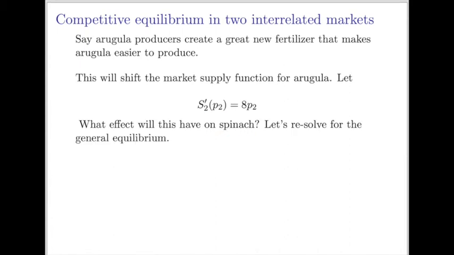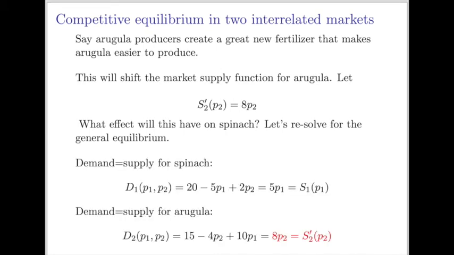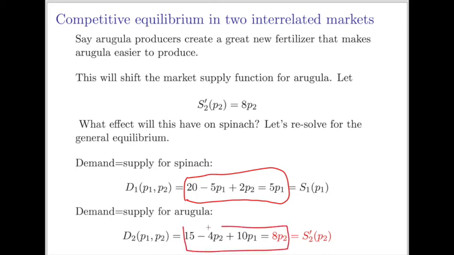So that we can now answer questions like, well, what is this going to do to the market for spinach? Well, what we can do is go through and resolve for the general equilibrium. We're going to do the same thing we did before. We have the same equation here for the equilibrium in the spinach market, but our equation for the equilibrium in the arugula market is going to change because the right side, which is the supply for arugula, is now different. Instead of 3P2, we have 8P2.